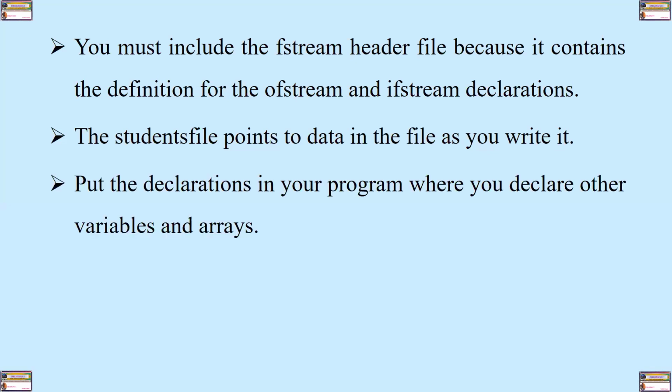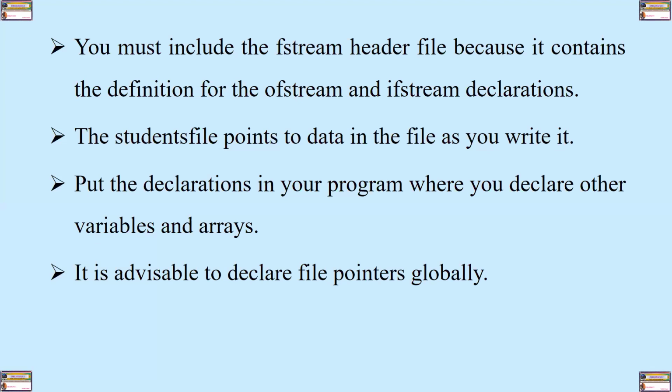Put the declarations in your program where you declare other variables and arrays. So in other words, you declare your pointer that you're going to be using to manipulate your file in the same position where we declare other variables. It is advisable to always declare file pointers globally so that you do not need to repeat them at each and every part of your program.